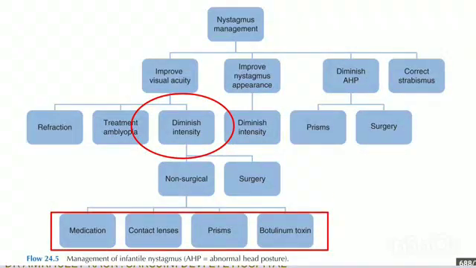How to diminish the intensity of the nystagmus? There are non-surgical ways and surgical ways. Under non-surgical, we have medications, contact lenses that we have discussed just now, prisms, and Botulinum toxin.